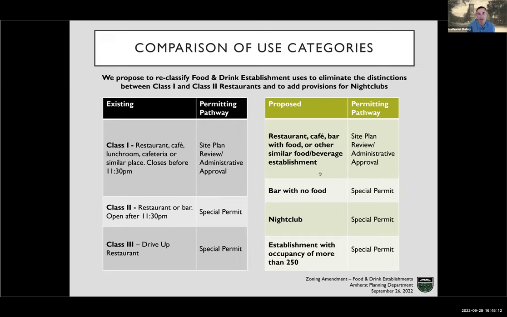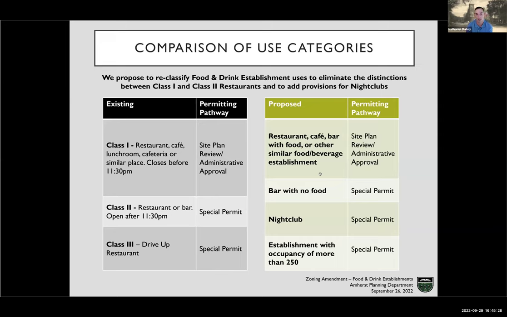Class one is site plan review, which means it's a by right use and it would be permitted through the planning board with conditions. And then there's a class three restaurant, which to my recollection has never been used, a drive-up restaurant.